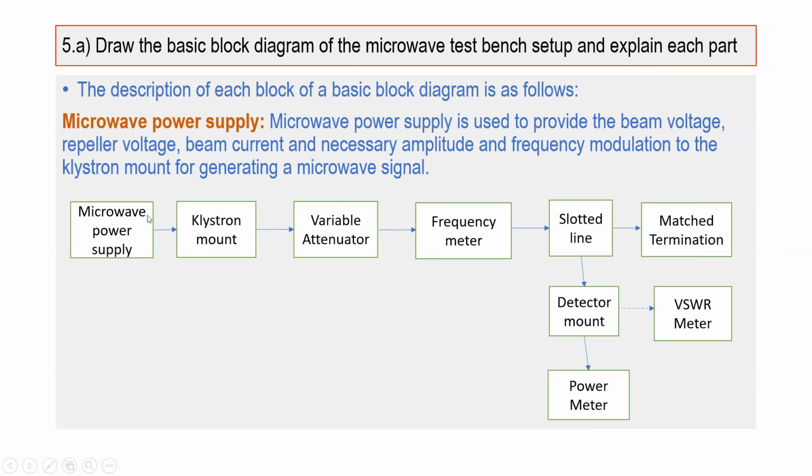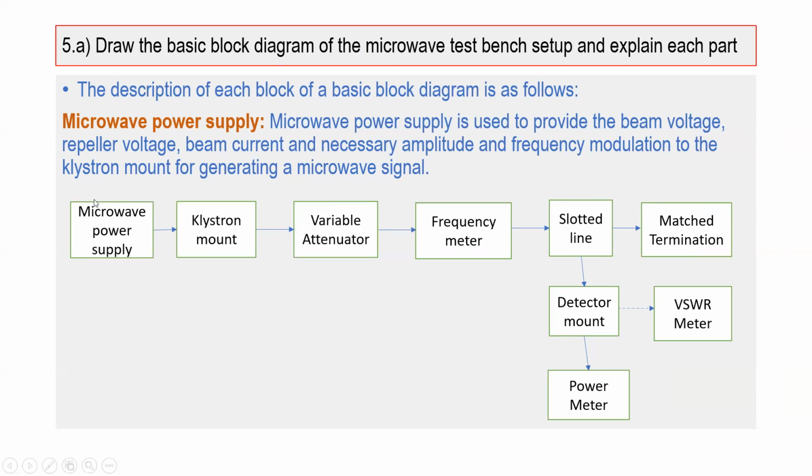That is the microwave power supply, and then a klystron mount which is connected to an attenuator that is connected to your frequency meter and slotted line. This slotted line has 3 ports. One port is provided for the input, another port is provided to a matched terminator. Then comes the third port where the output power is measured with the help of a detector mount.